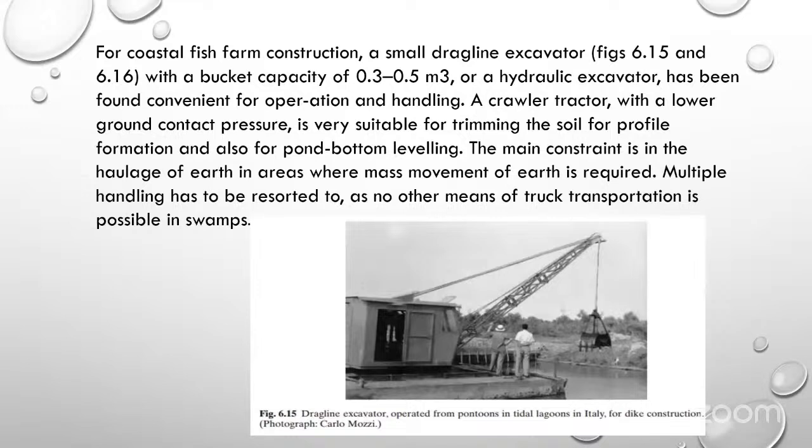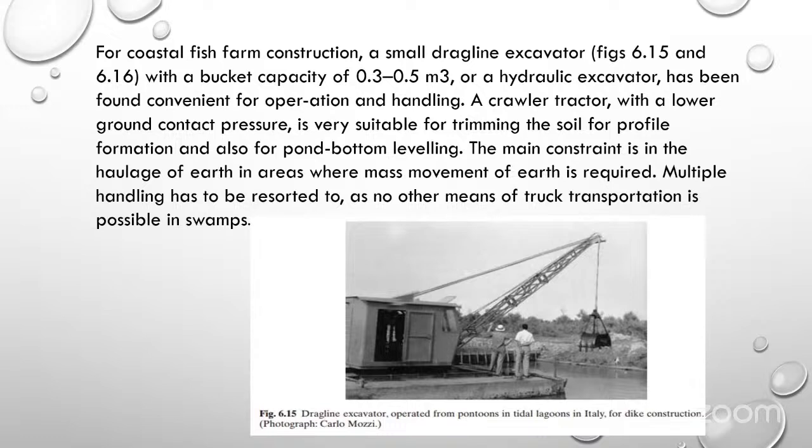For coastal fish farm construction, a small drainage excavator with a bucket capacity or a hydraulic excavator has been found convenient for operation and handling. A crawler tractor with a lower ground contact pressure is very suitable for trimming the soil for profile formation and also for pond bottom leveling. The main constraint is in the haulage of earth in areas where mass movement of earth is required. Multiple handling has to be resorted to, as no other means of truck transportation is possible in swamps.